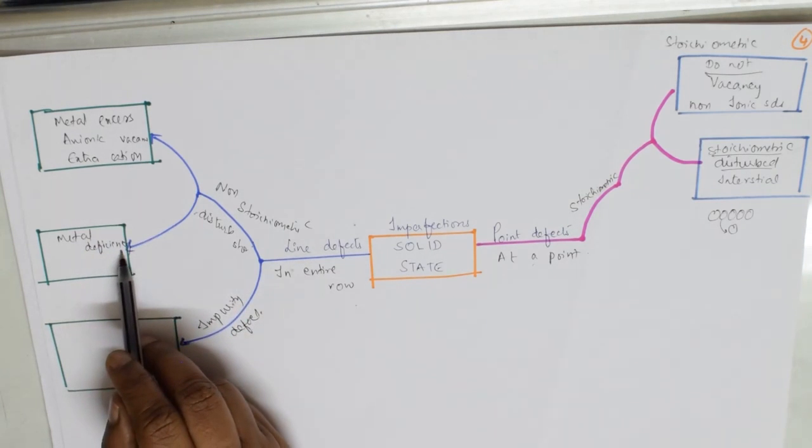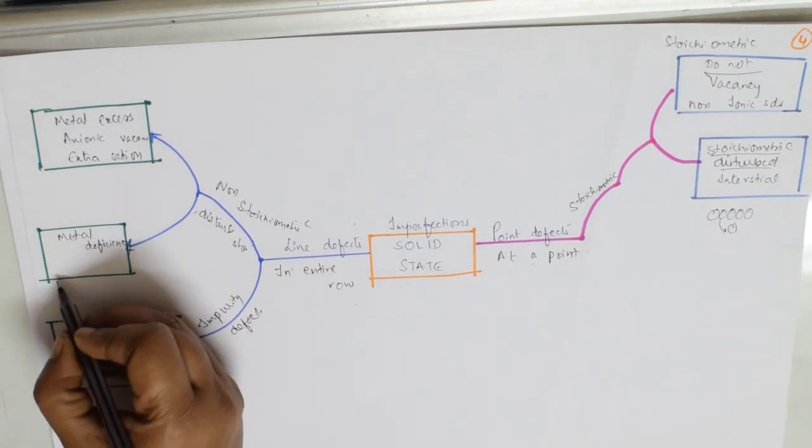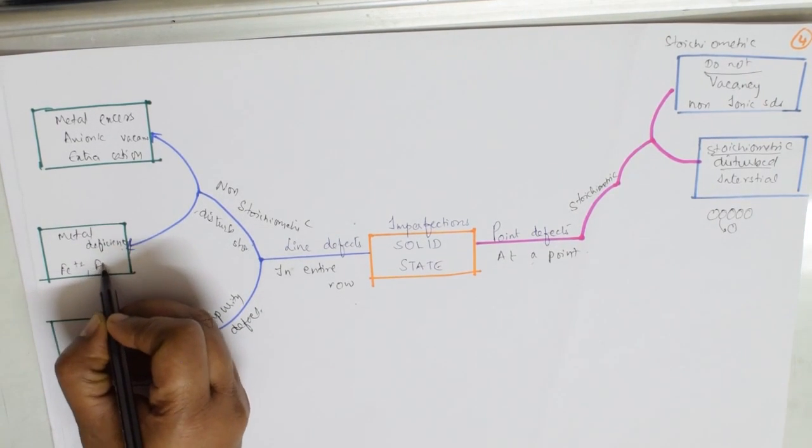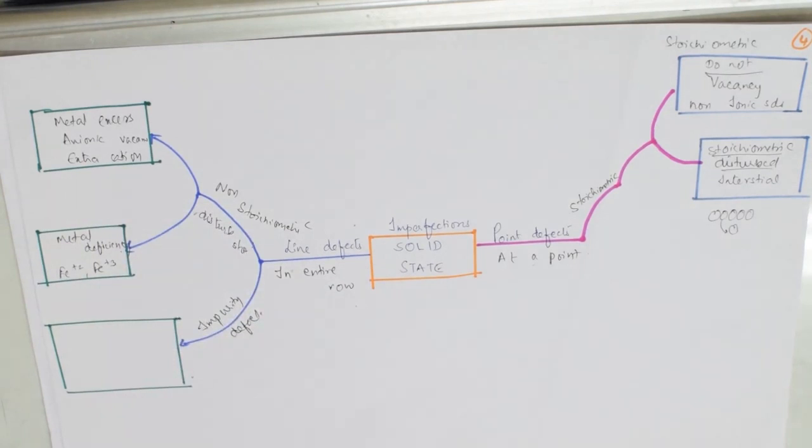So in metal deficiency defect, what happens? It shows variable valencies. The best example which we take is Fe+2, Fe+3. So metal deficiency defect is due to variable valencies.